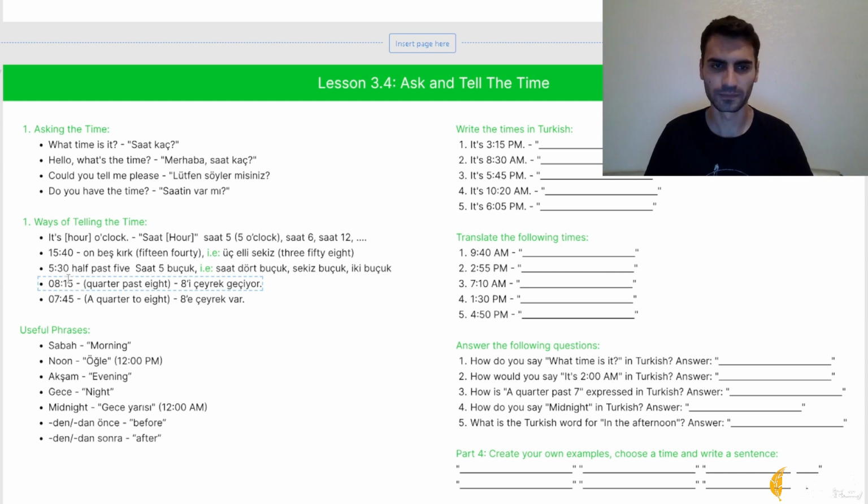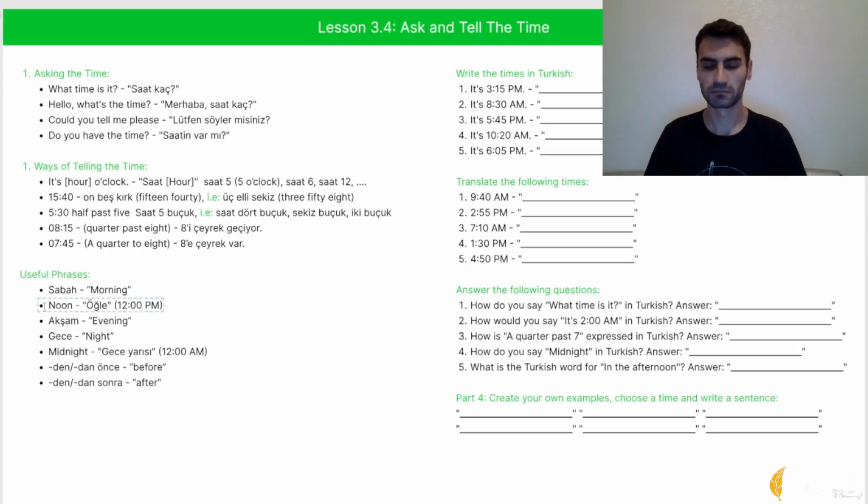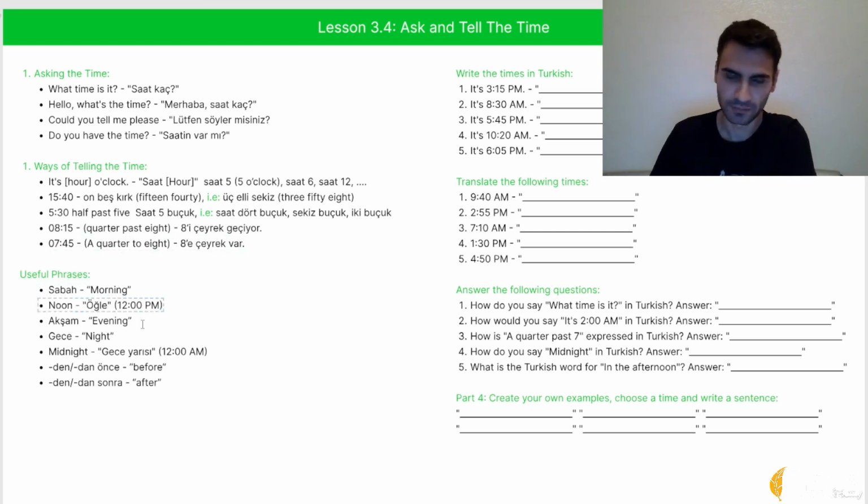8:15 is 8'i çeyrek geçiyor. Also, you can say. Çeyrek means quarter. And buçuk means half. 5.5 is five and a half. And 7:45 is a quarter to 8, right? So 8'e çeyrek var. There is a quarter to 8 remaining, if you will.